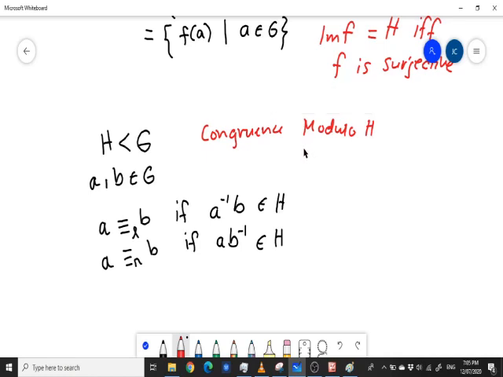Okay. So, yun. Itong relationship na to is a congruence relation.